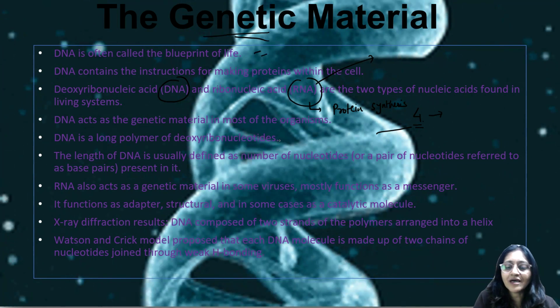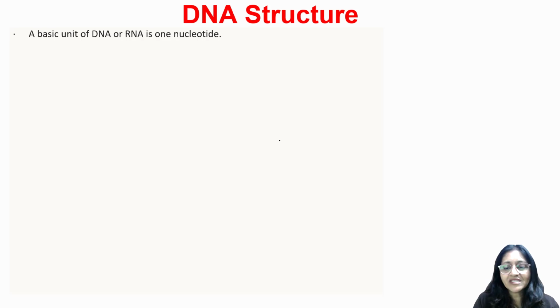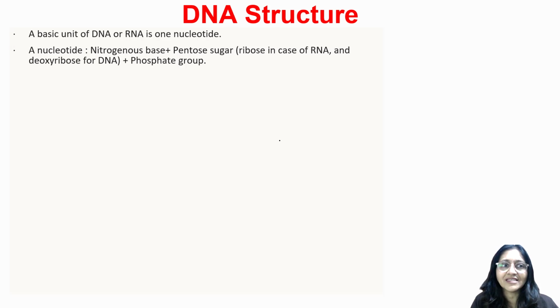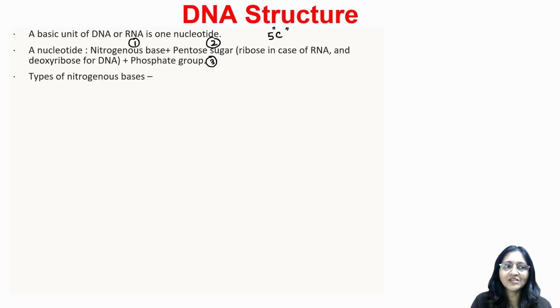These hydrogen bonds are formed between two nitrogenous bases. So we'll look at the molecular structure now. The basic unit of DNA and RNA is a nucleotide, which is made up of three units. One is the nitrogenous base. The second one is the pentose sugar. Pentose sugar means it has five carbons, so a five carbon sugar, which could be ribose or deoxyribose, depending upon whether it is an RNA molecule or a DNA molecule. And the third part is a phosphate group. So it is made up of three molecules.